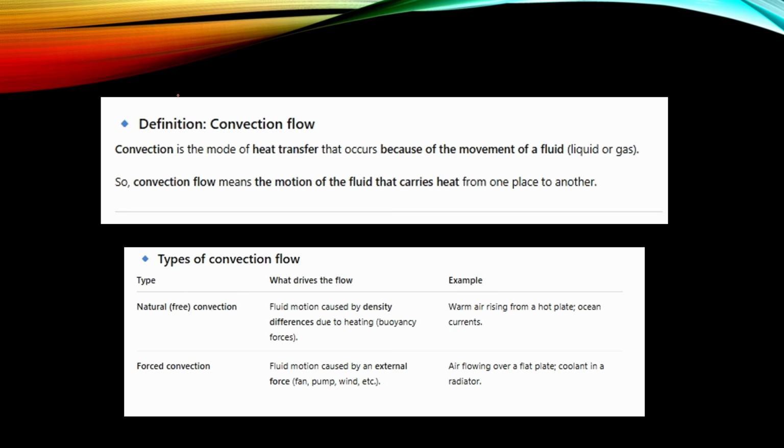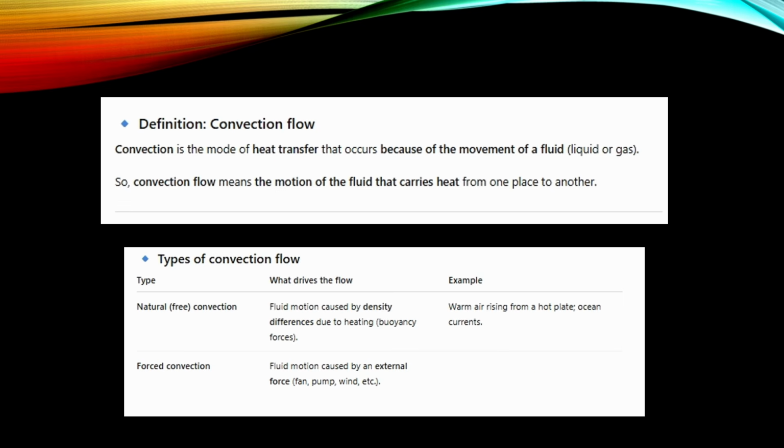And there are two different types of convection flow. First, natural convection or free convection, which is caused by density differences. That's the main mechanism to create motion in, for example, the atmosphere and in seas. One example is warm air rising from a hot plate or hot body.